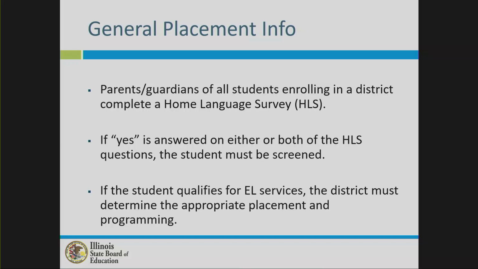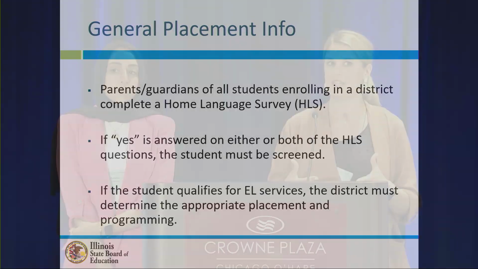Okay, so the first and most important thing is identifying our English learners, and the way that we do that is through our home language survey at registration. And this is our most important document with identifying our English learners. It's also the one that we seem to get the most questions about. So to sort of head off some of those questions, I'm going to tell you this is an extremely important, legally binding document. On this form at registration is when parents will be asked, does their child speak a language other than English, or is a language other than English spoken in the home? And if yes is answered on either or both of those questions, then that child must be screened.